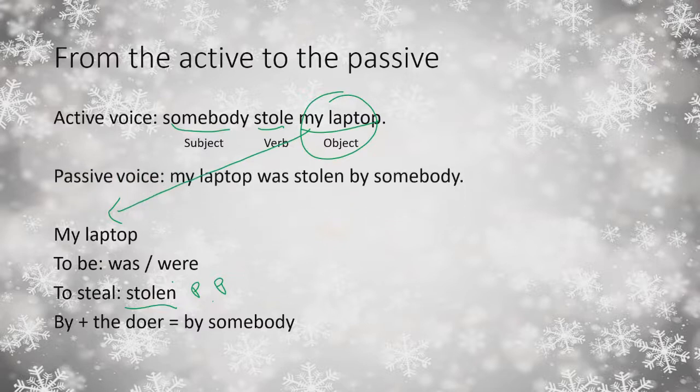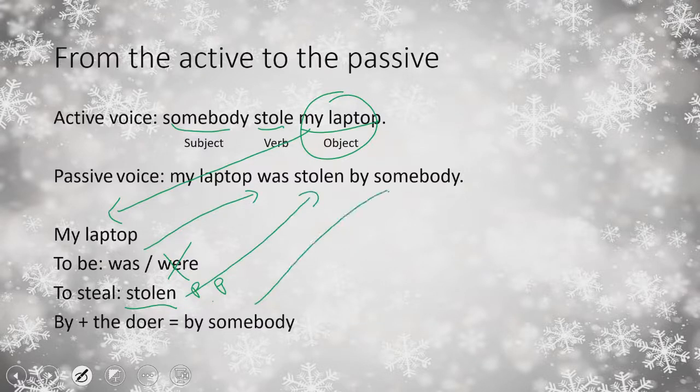Now, the passive voice sentence will be: my laptop was stolen by somebody. We say my laptop was, not my laptop were. Okay? My laptop was stolen by somebody. If we don't want to mention the doer of the action, we can just write: my laptop was stolen.